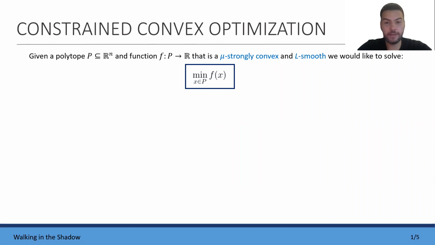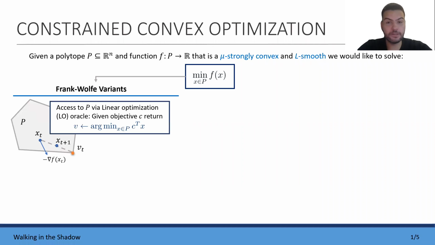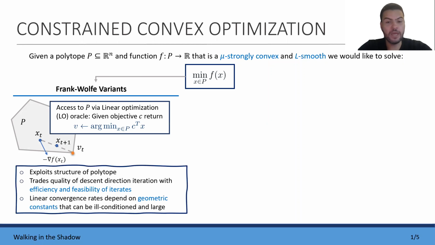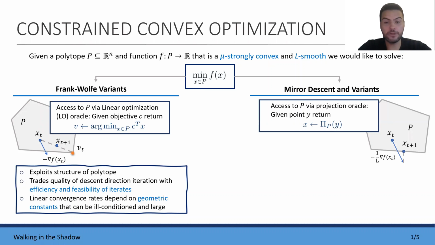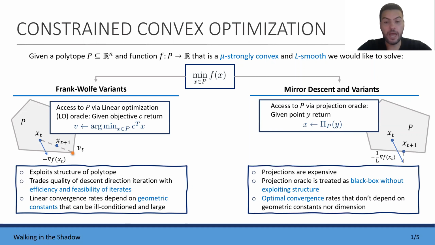There exist two main paradigms to solve this problem. The first is a class of methods known as Frank-Wolfe variants, which assume access to our polytope P via a linear optimization oracle. These variants are very efficient, however, they are prone to suffering from slow convergence rates. On the other hand, mirror descent variants assume access to P via a projection oracle, which is more expensive than linear optimization. However, these algorithms have optimal convergence rates in the sense that they don't depend on the geometry of the problem, nor the dimension.